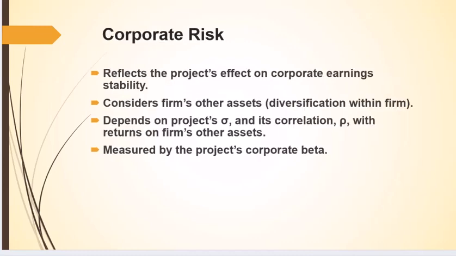Now, corporate risk reflects the project's effect on corporate earnings stability. So it looks at the company's other assets. This is really looking at diversification within the company. So it depends on the project's standard deviation and its correlation with the returns of the firm's other assets. Typically, we're going to measure this using the project's corporate beta.